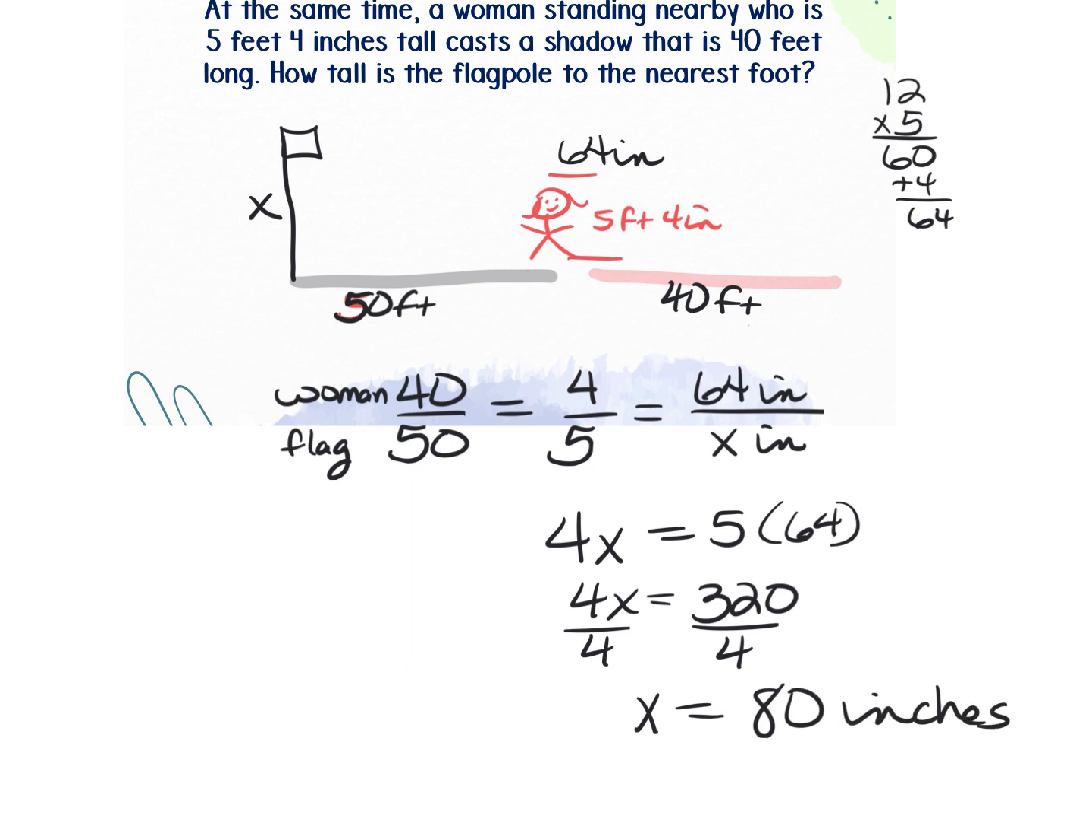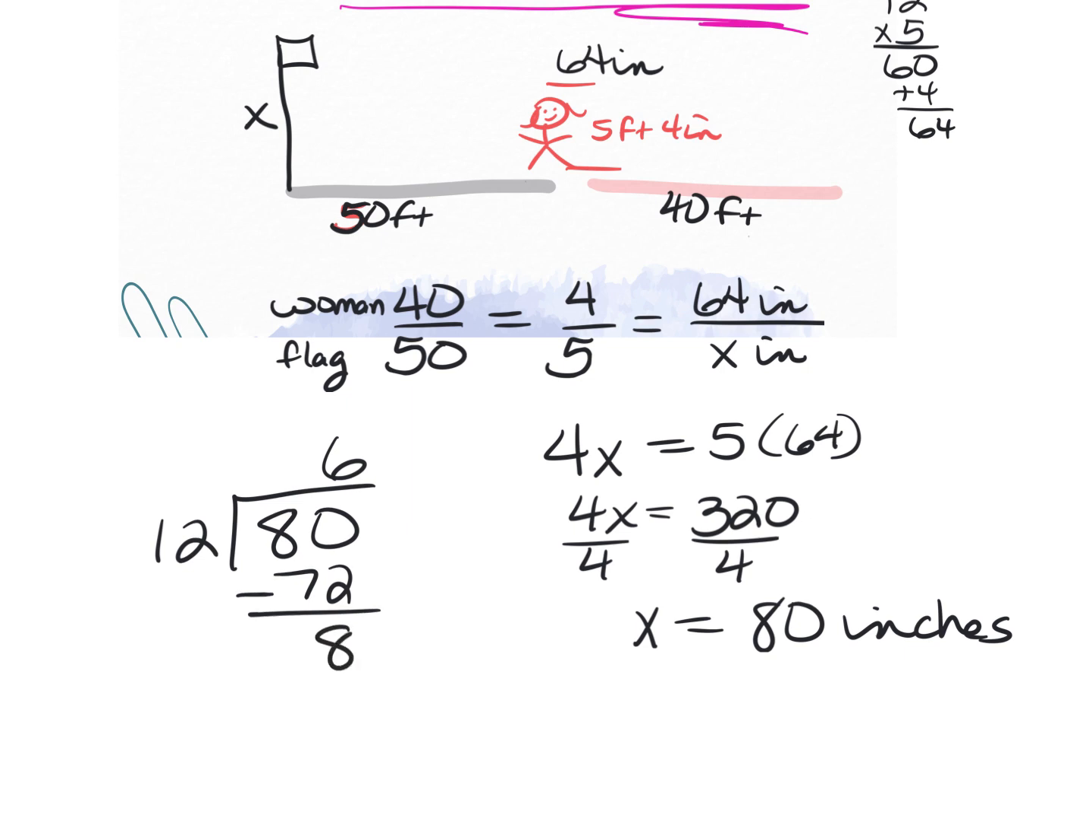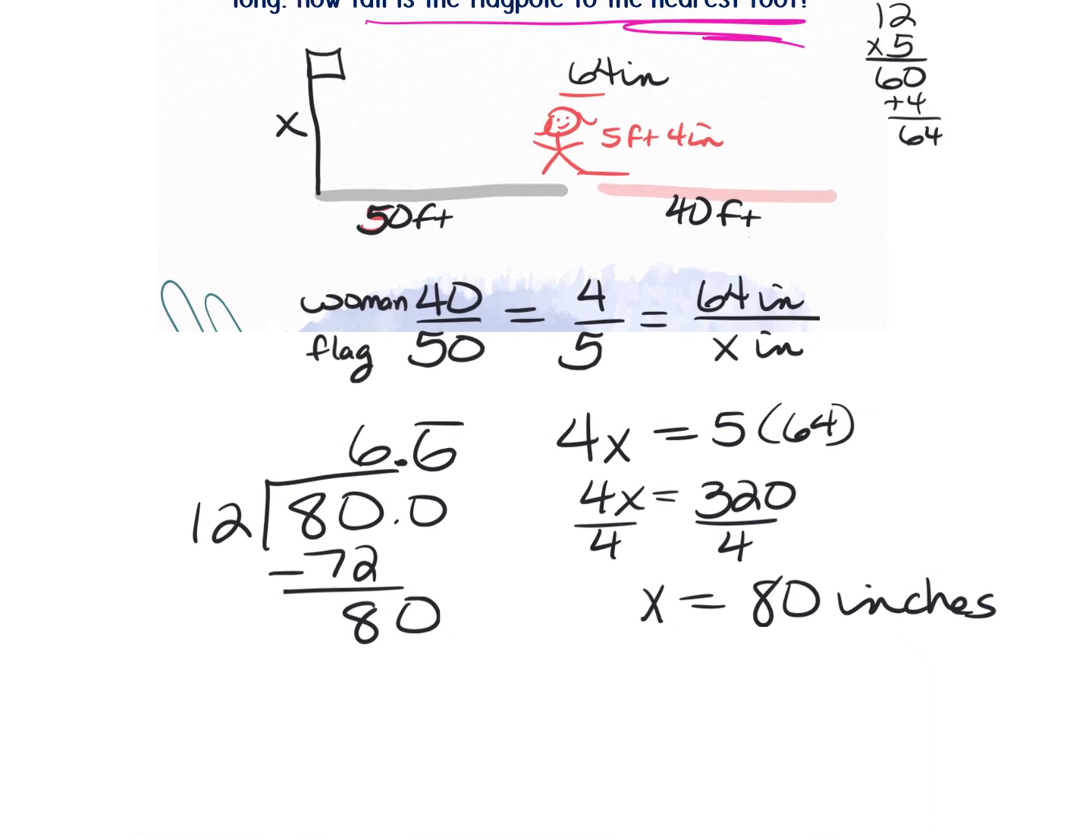If you go back and read the question, they wanted the height of the flagpole rounded to the nearest foot. So I need to convert these inches back into feet. So again, 12 inches in a foot. So divide 80 by 12. It'll go in here 6 times. Subtract. And notice what's going to happen is it's going to start repeating. So it's 6.6 repeating, but it said round to the nearest foot, so that would be 7 feet. So approximately 7 feet tall is the flagpole.